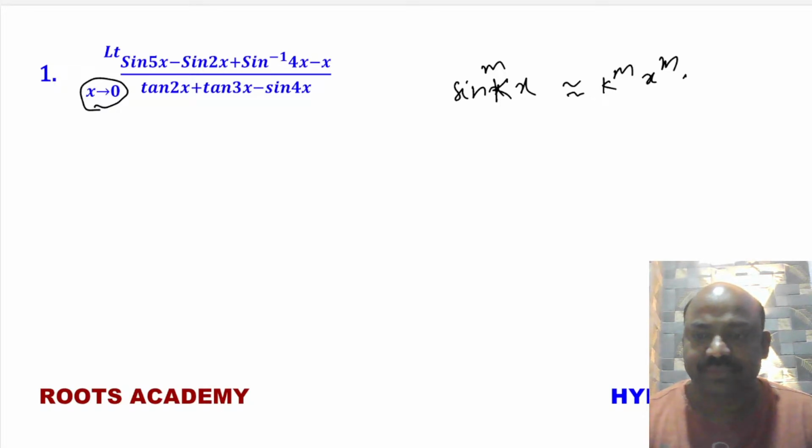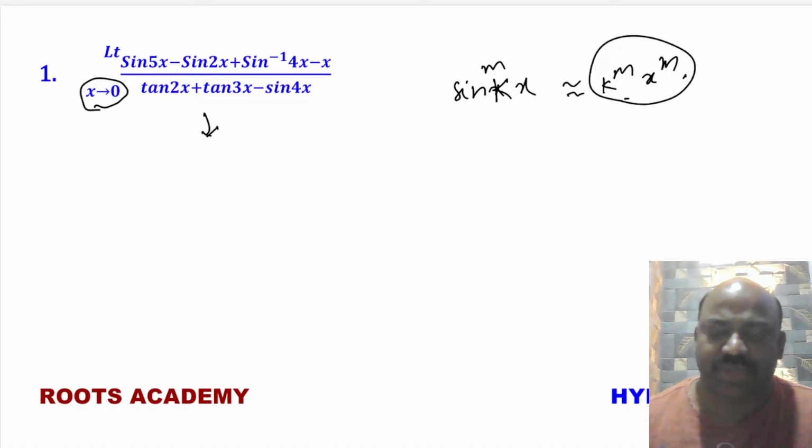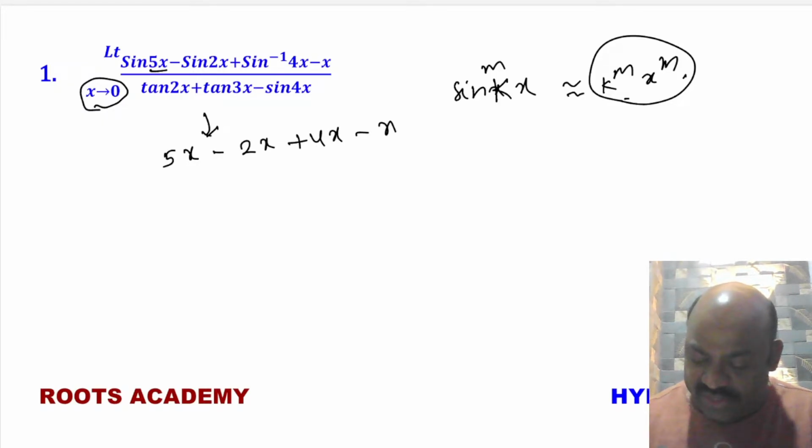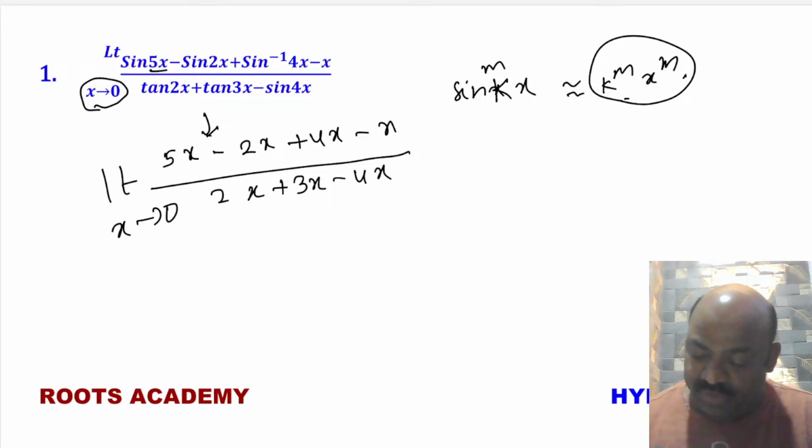Right? K power m into x power m. What will this become now? Look here. Directly, a single step question. Sin 5x can be written as 5x, minus 2x plus 4x minus x by 2x plus 3x minus 4x, limit x tends to 0. When you simplify this, what will you get? So just check it. 6 by 1. It is 6.